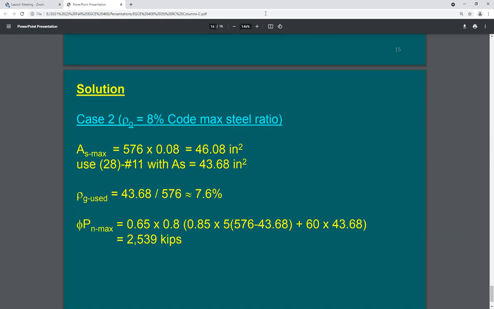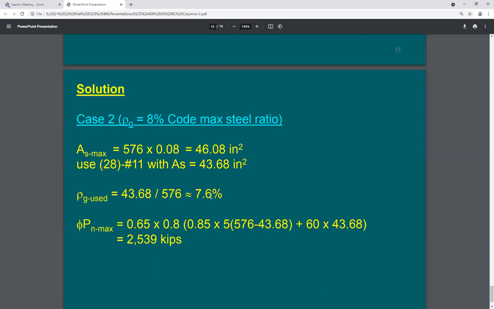So I'm going to go here. I used here 28 rebars, number 11, total cross-section area 43. Now, which number should I use in my analysis? Is it going to be the 46 or the 43? 43, because 46 was just the limit, but my choice now is 43 square inches, which is about 0.6%. This is good. At least it's going to be lower than the 8%.